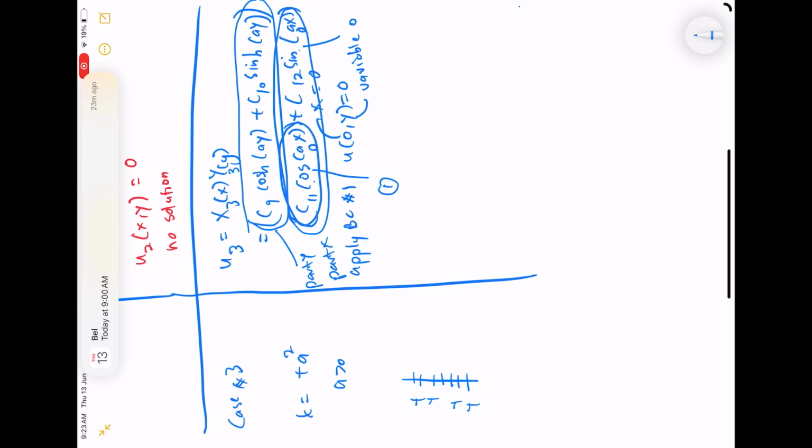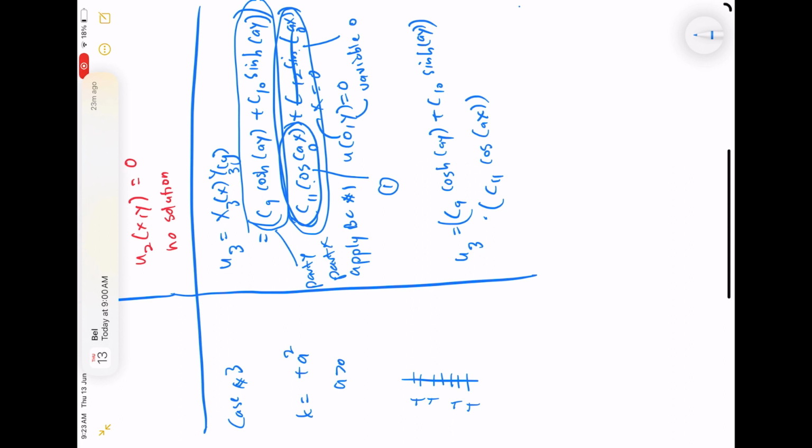So our new u3 is equal to c9 cos ay plus c10 sin ay, multiplied by, because this is already 0, we just remove it, c11 cos ax.